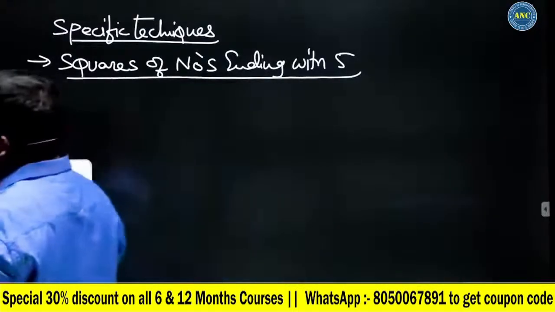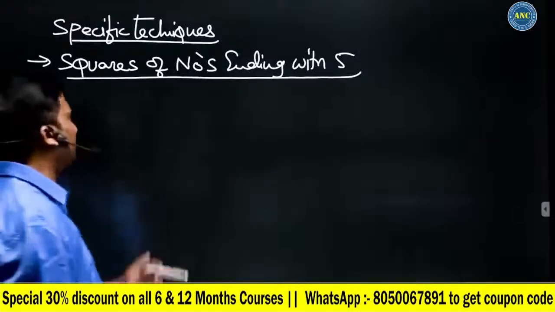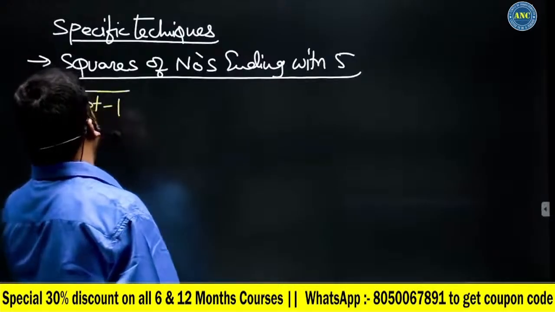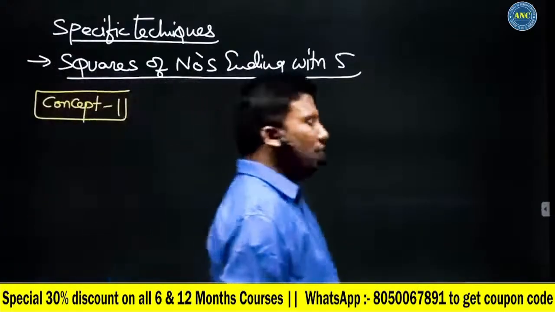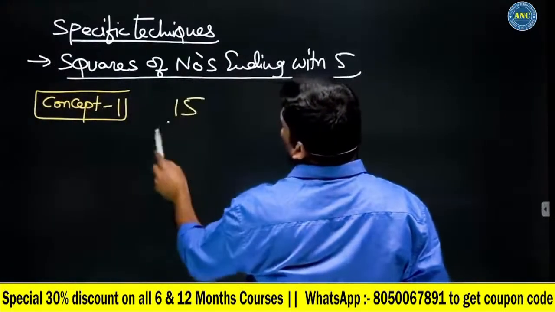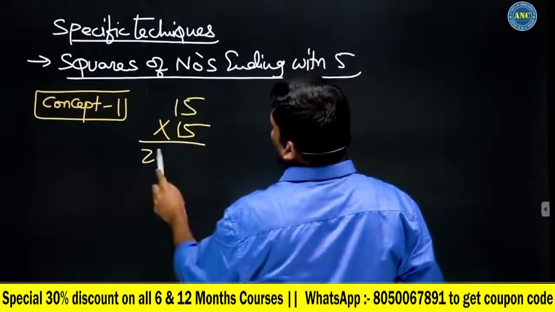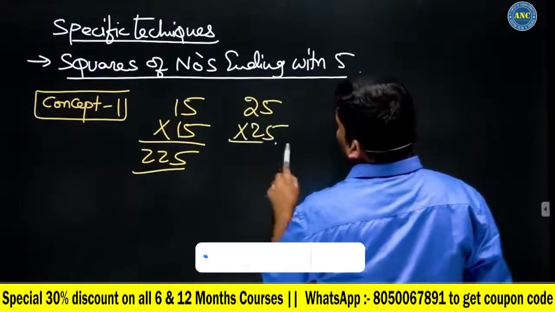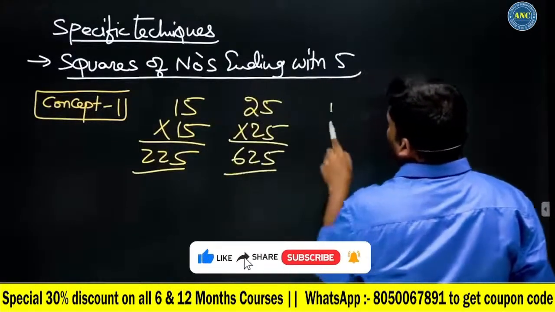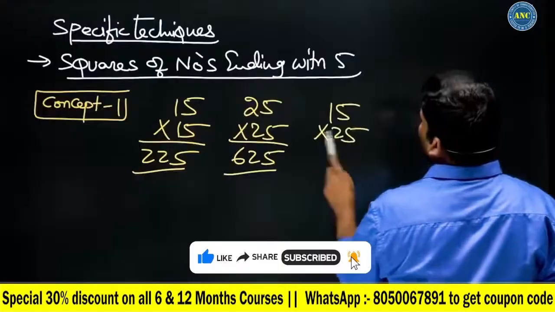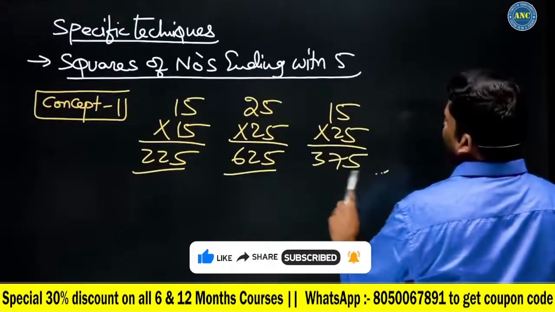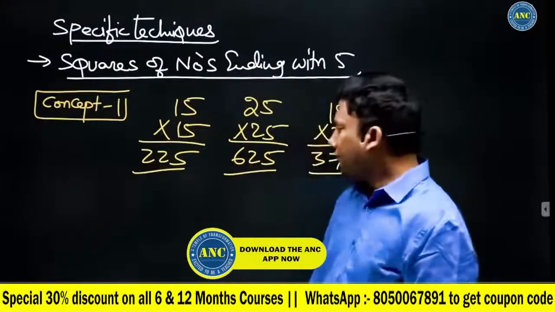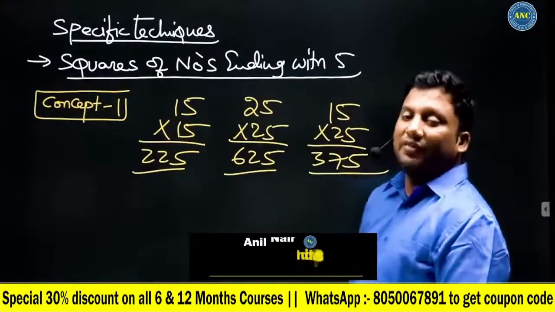Squares of the numbers ending with 5. First concept. Concept 1. Very, very interesting concept. Listen carefully. 15 into 15 is 225. 25 into 25 is 625. 15 into 25 is 375.